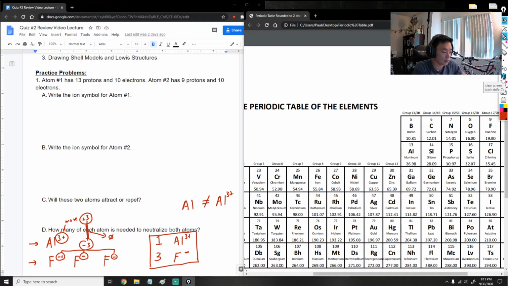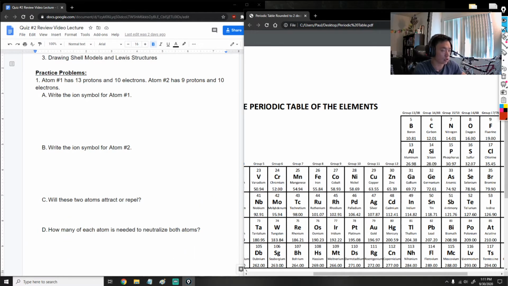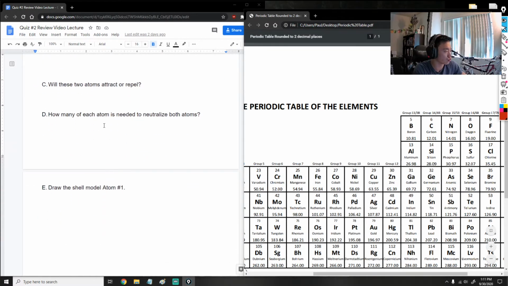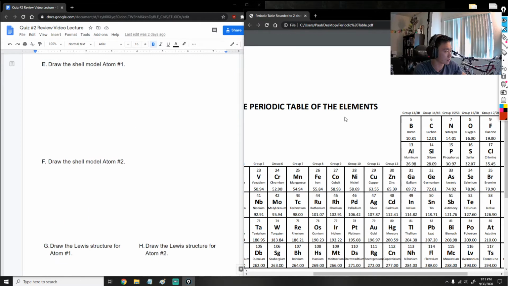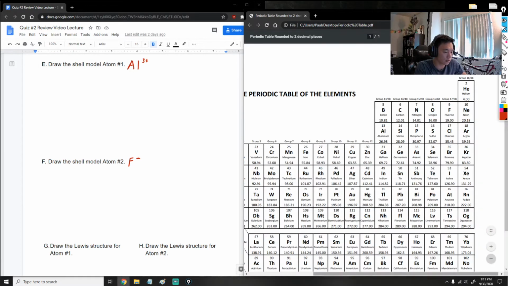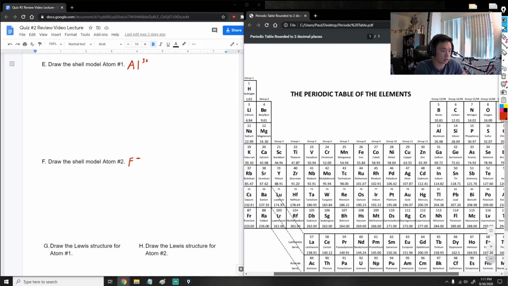All right, so we figured out how many you need to neutralize one another. Now we can move on to some drawings. The first thing we're going to do is draw the shell model for atom number 1. We said atom number 1 is Al3+, and then we're going to draw the shell model for F-. So let's start with Al3+. In order to draw the shell model, we first need to figure out how many shells our atom has.